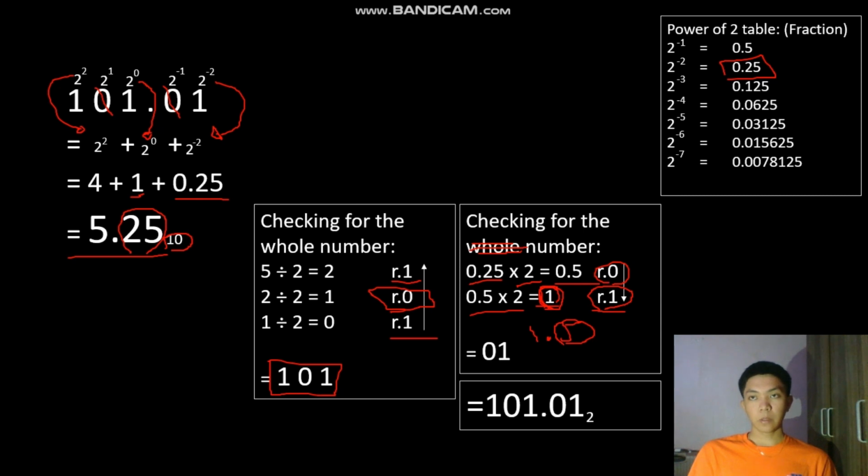If the value is already 1 without decimal numbers, we will stop that multiplying. For this whole number, we read it upward. But for the decimal numbers, we read it downward. So we have 0, 1 and 1, 0, 1, which is 101.01. So we check the binary, and our computation is correct. So that's all, guys. Thank you.